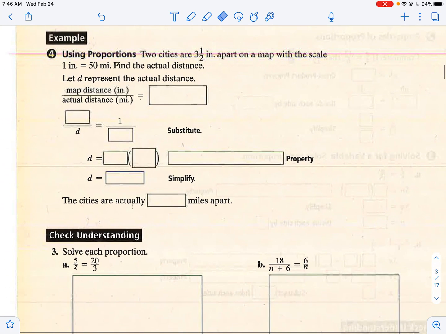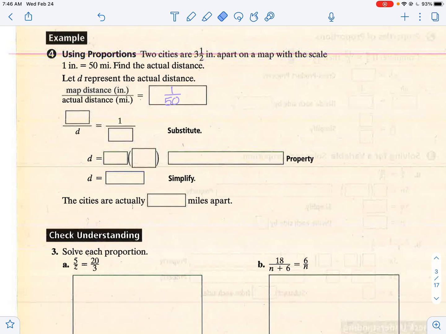Okay. Now let's look at number 4. This says, using proportions, 2 cities are 3.5 inches apart on a map with a scale of 1 inch equals 50 miles. Find the actual distance. So we need map distance over actual distance, so that would be 1 over 50, because 1 inch over 50 miles.